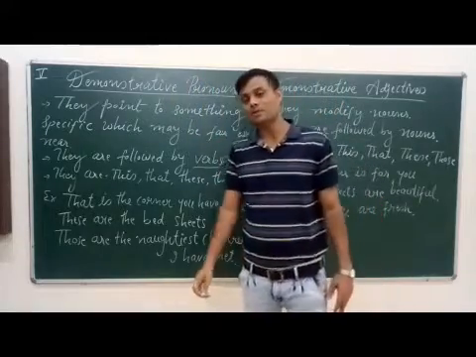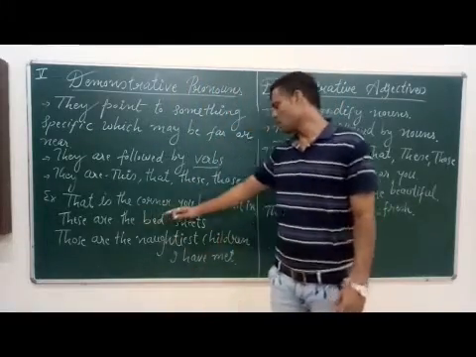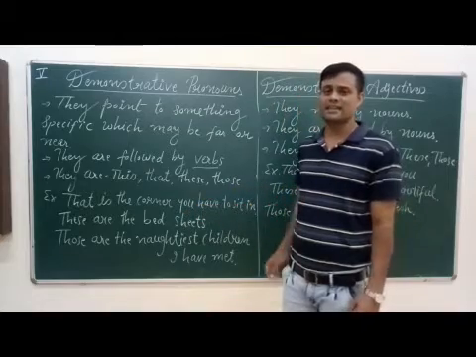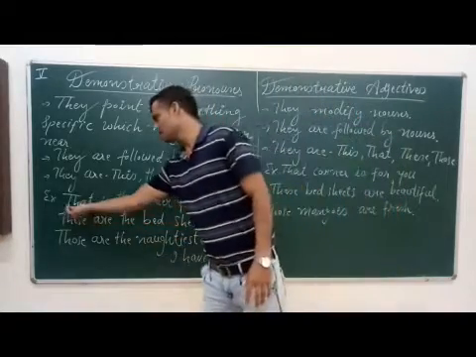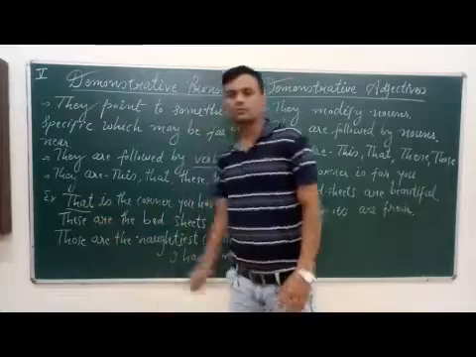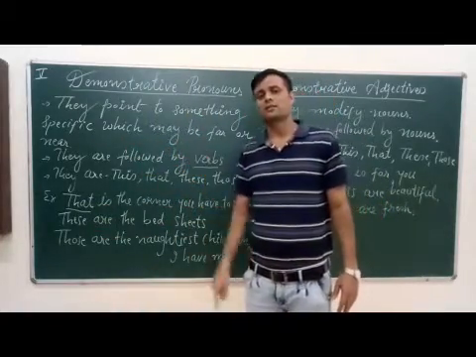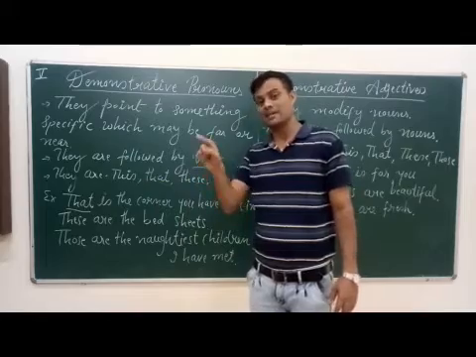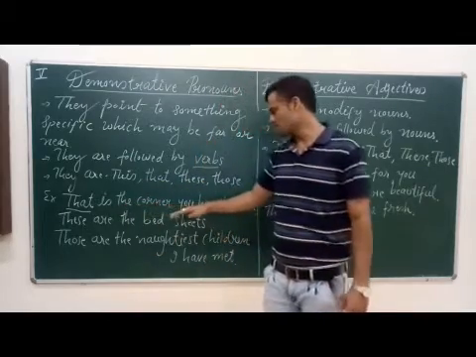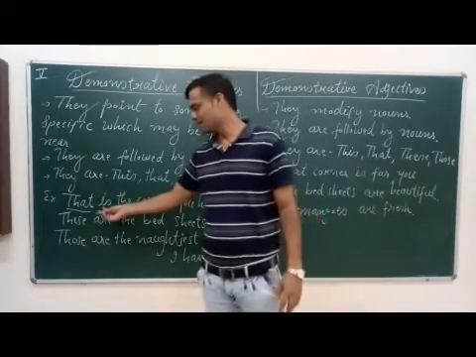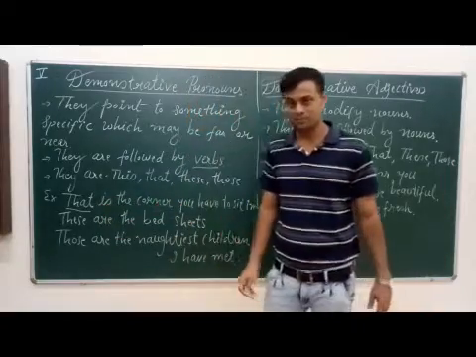See these examples. That is the corner you have to sit in. Here, that shows, it points to something specific that is far. So in that is the corner you have to sit in, that is followed by the verb is.